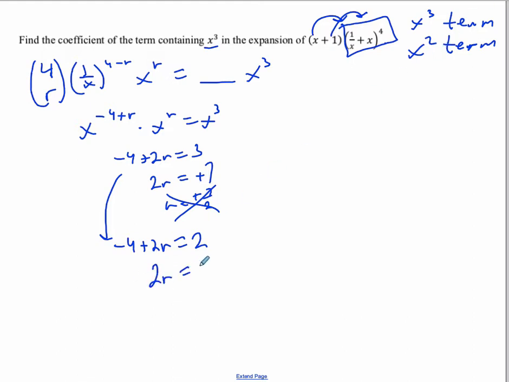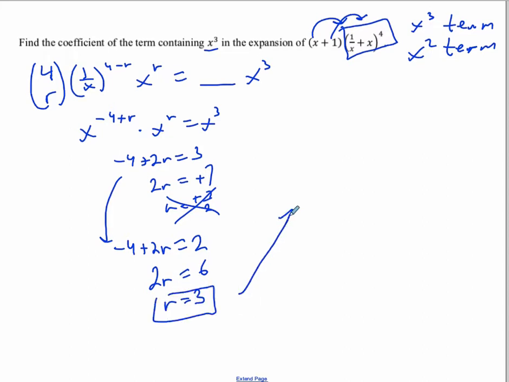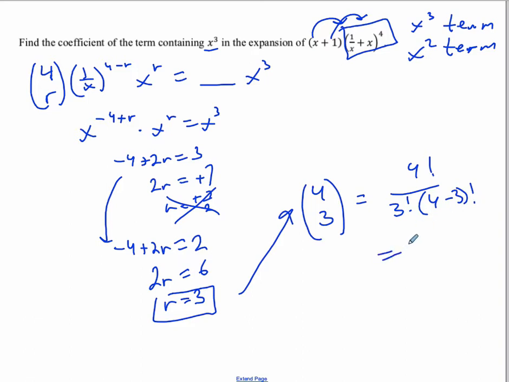This is 2r equals 6, so r equals 3. Okay, so the coefficient's just going to be 4 choose 3, and you only get a 1 from these other two terms, so let's just work out 4 choose 3. You can use the formula in the formula booklet. It is this, which is just 4 factorial divided by 3 factorial. The 3 factorials cancel, you have just 4.